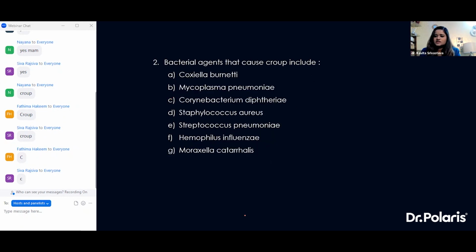Bacterial agents that cause croup include. So which bacterial agents can result into onset of croup? Put down your answers in the chat box. Fatima, Shiva, Narayan. Okay. All right. Yes, not A. Very good. Okay, so Coxiella has nothing to do with respiratory illness again.